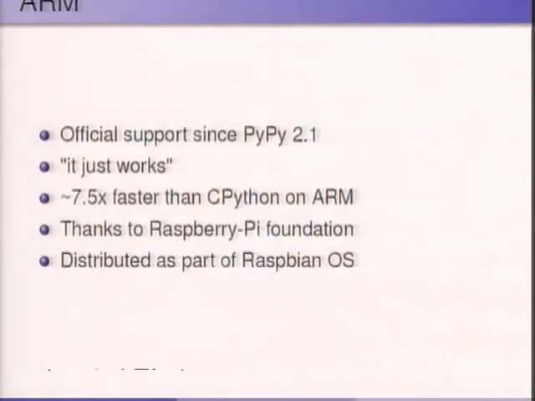ARM is officially supported since 2.1, so that was last year. The work to support ARM was mostly implementing a new backend for the JIT, because since the JIT emits machine code, it basically includes an assembler, so the work needs to be redone for each processor architecture. All this was sponsored by the Raspberry Pi Foundation, and PyPy is now distributed in Raspbian.